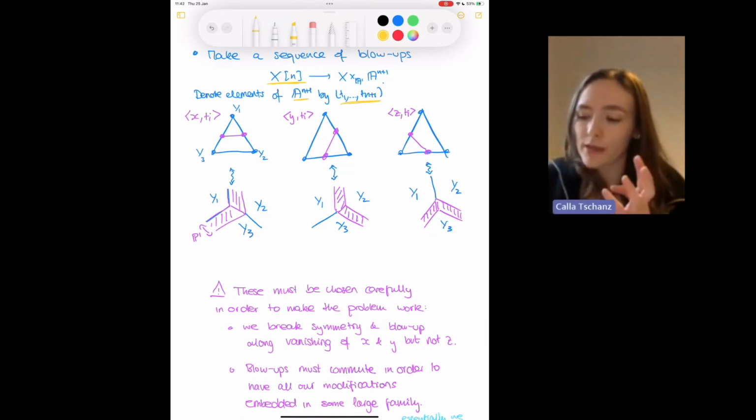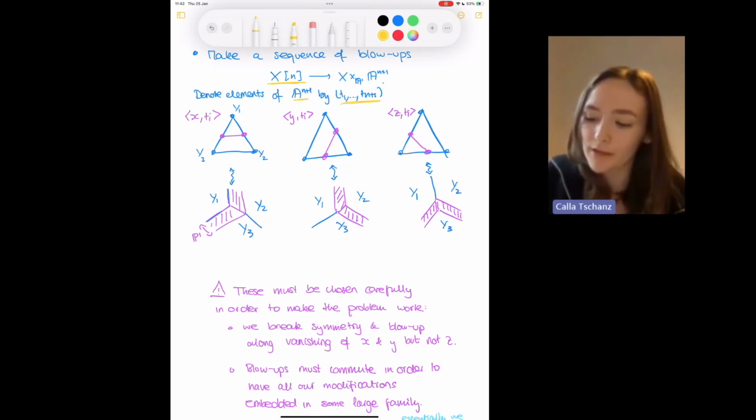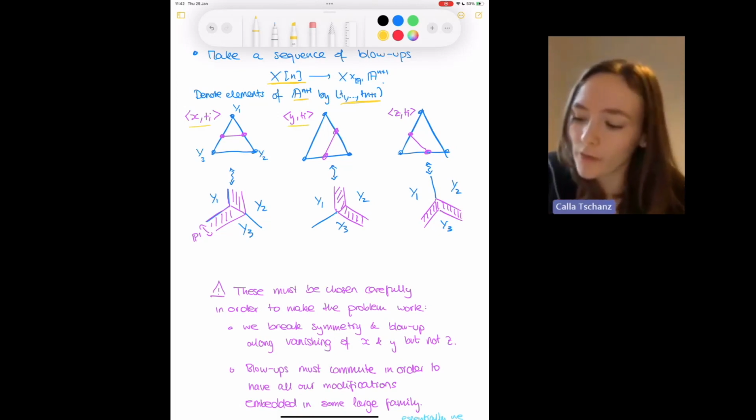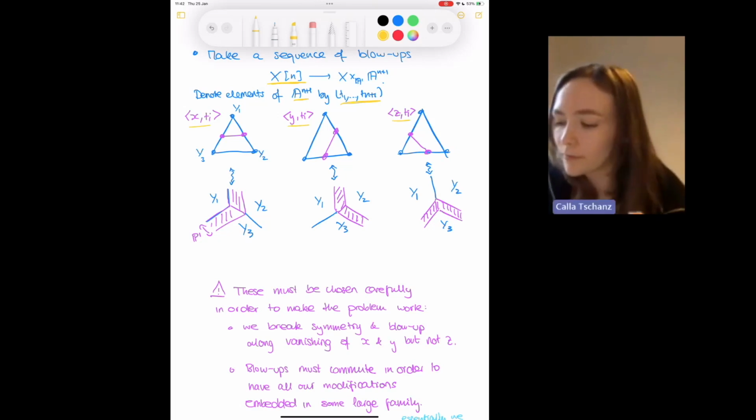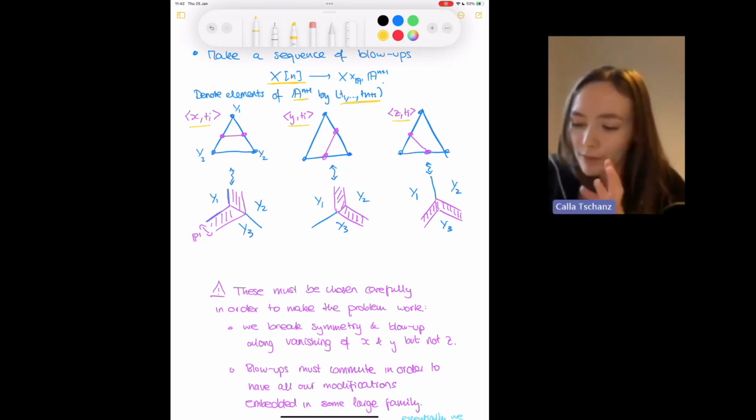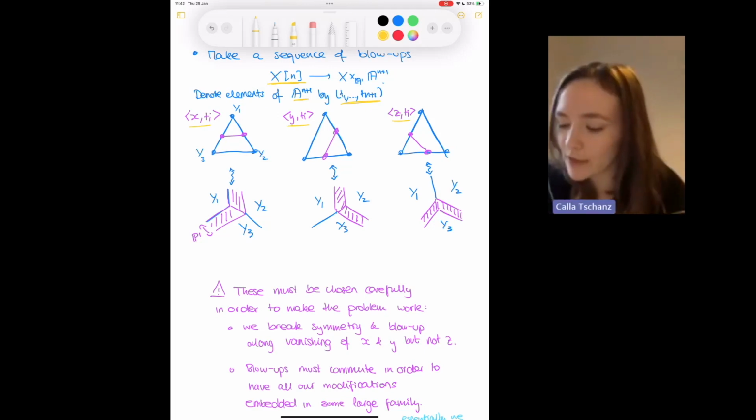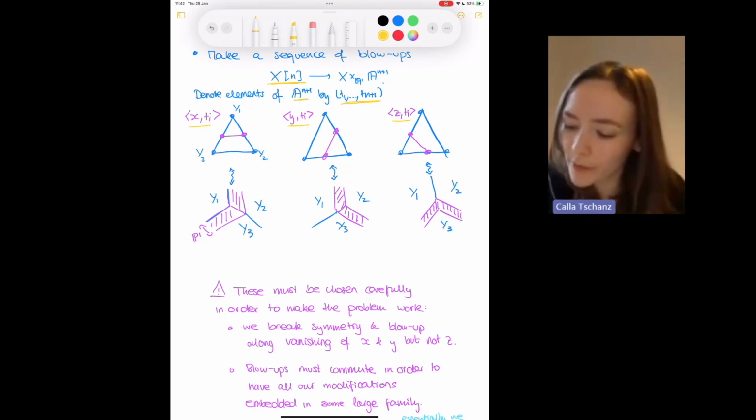We're very restrictive with the choice of blowups we allow ourselves to make. We say I can only make a blowup along the ideal X and some Ti, or Y and some Ti, or Z and some Ti. So we only allow for these very specific types of blowups to happen. I've drawn them here on the tropical side.